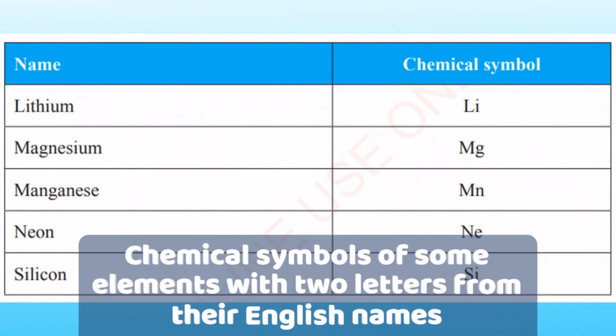Also, the table you see here is the continuation of the previous table. So we can see lithium, Li, magnesium, Mg, manganese, Mn, neon, Ne, silicon, Si. So basically we use the first letter as a capital and the second letter as a small letter.